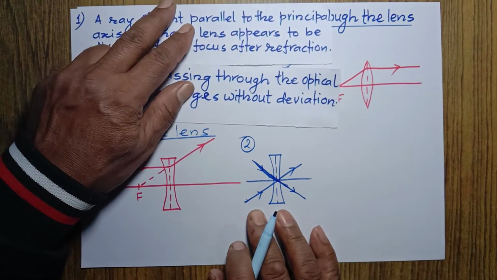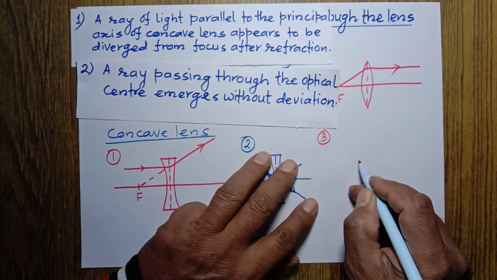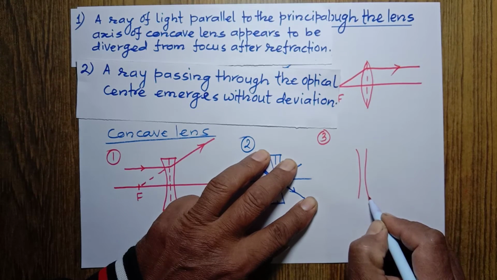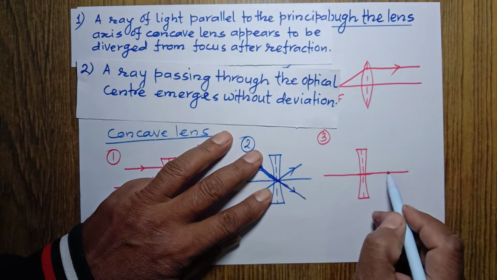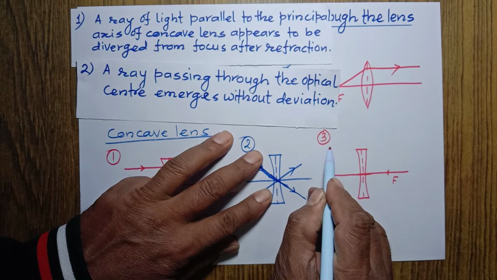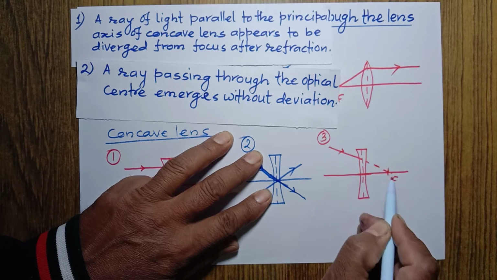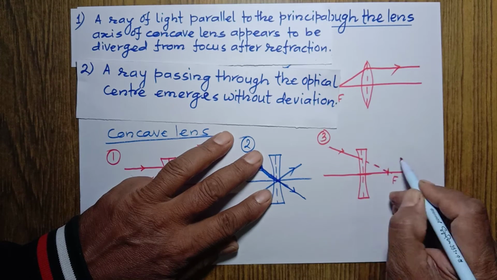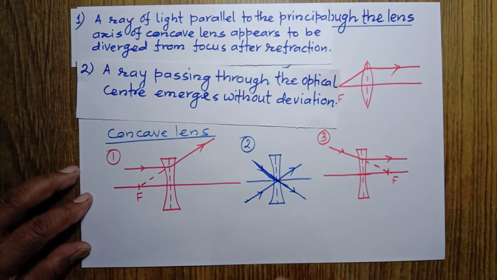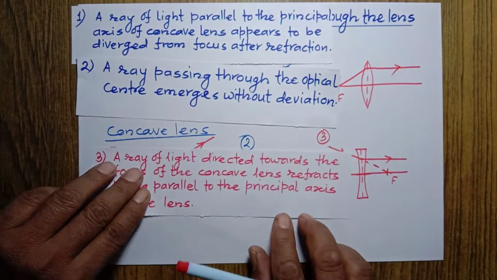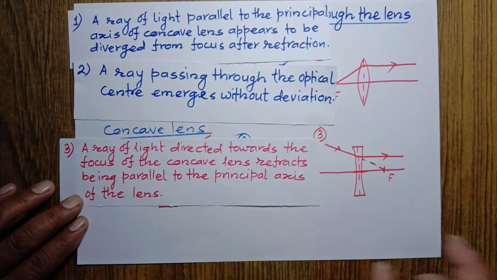Now, there's another also. Let's talk about the third one also. In the third case also, I want to make a diagram of a concave lens. This is a concave lens. This is the bisector line. This is, let's say, the principal axis. Now, this is, let's say, the focus. If a ray of light is directed towards the focus, then what is seen? A ray of light directed towards the focus of a concave lens refracts parallel to the principal axis this way. It can be written this way. Look at this. A ray of light directed towards the focus of the concave lens refracts parallel to the principal axis of the lens.